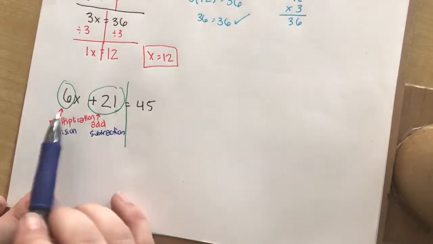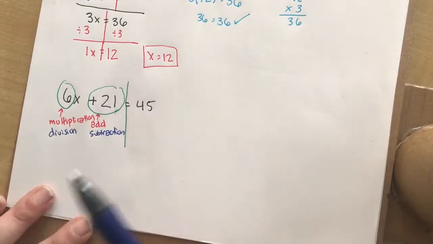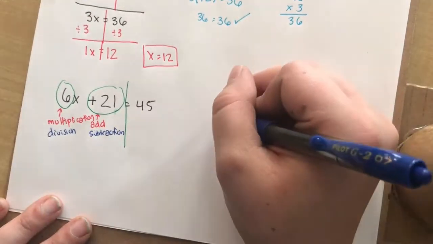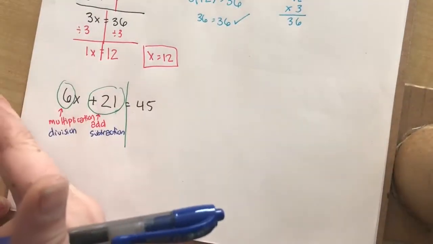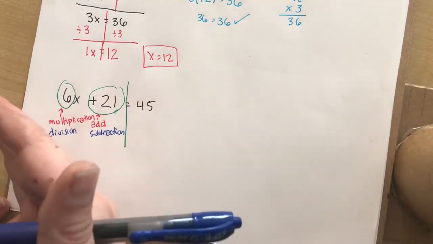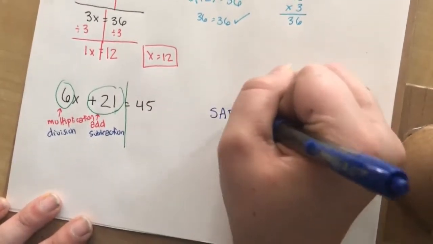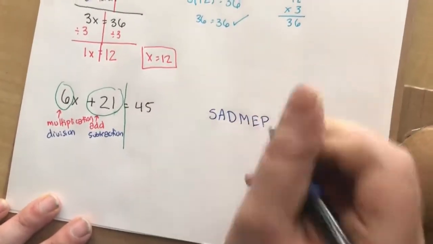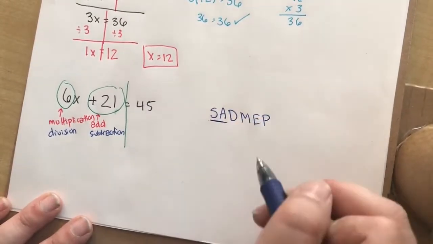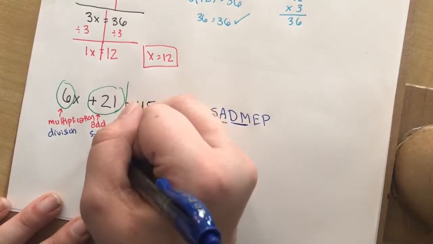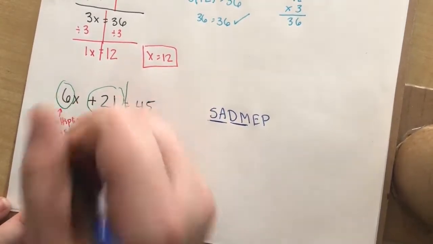When you have multiple numbers you need to get rid of, you need to figure out which one you're going to do first. And when you're solving equations, you need to do the inverse order of operations, which is SADMEP. So I want to do any subtraction and addition ones first, and then division and multiplication. So I know I'm going to get rid of this guy first and this guy second.